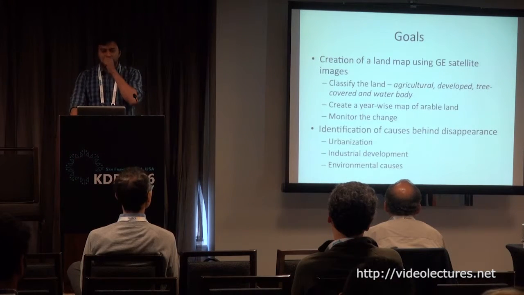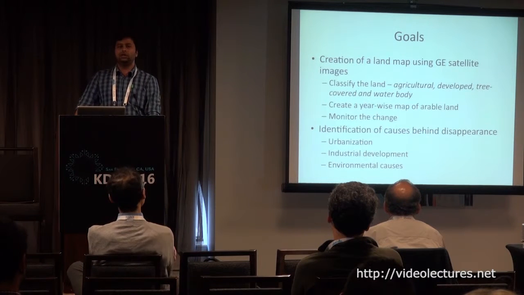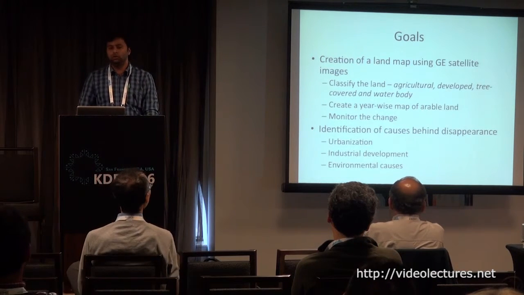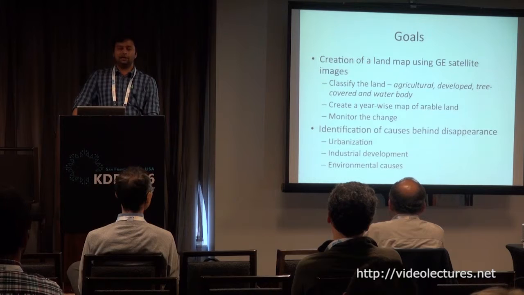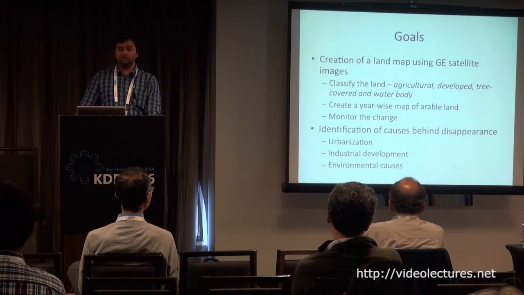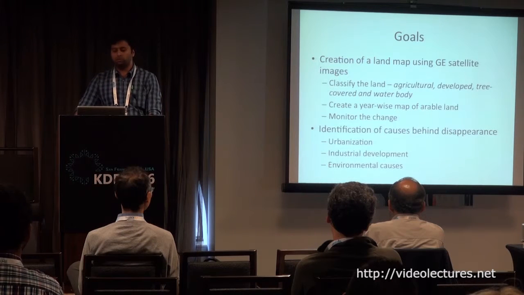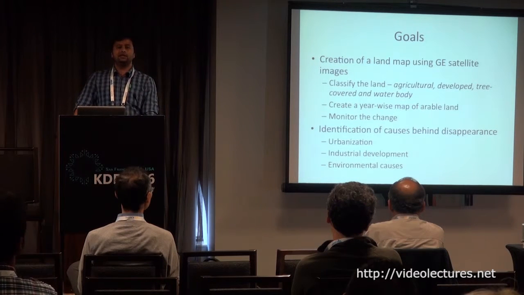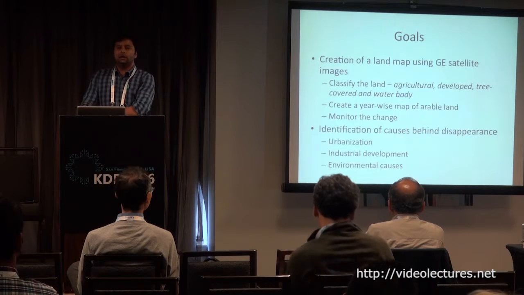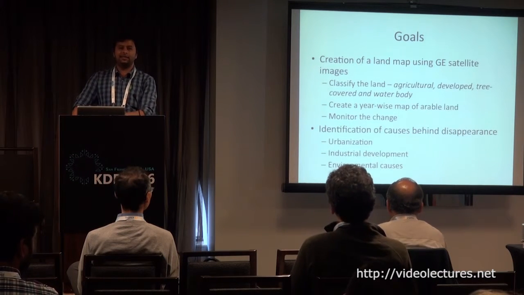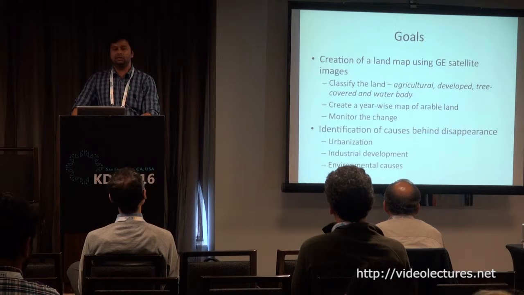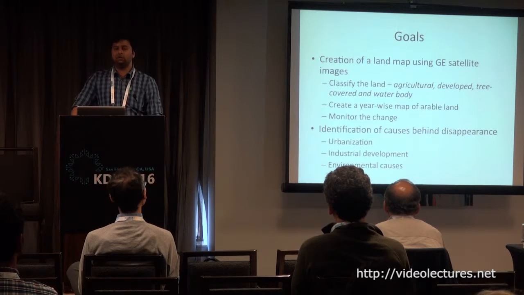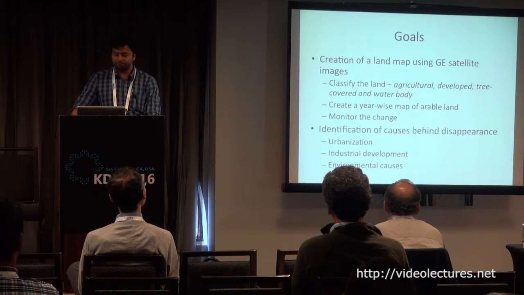So the goals of this project are to collect satellite images from the Google Earth repository and classify them into 4 broad, very coarse categories: agricultural, developed, which includes urban and industrial land, tree-covered regions, and water bodies. Then create a year-wise map of agricultural land in a region, and see how that has changed over the years. And in the process, try to identify, if we see some reduction or changes in the agricultural land, what the transition was like. Was it agriculture to industrial, or agriculture to barren, etc.